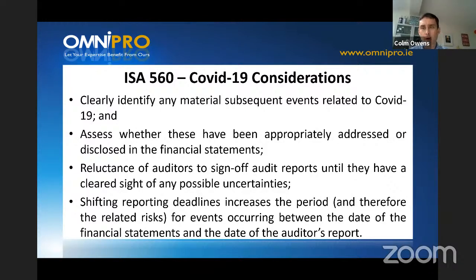If you're shifting your reporting deadline, you're going to be increasing the risk of subsequent events occurring between the year end date and the date of the audit report. If you're going to shift your deadline, that period is going to extend. So you have more of a risk that things will fall into that period that you need to assess for adjusting, non-adjusting, and you need to do a lot more work around that subsequent event. So you need to balance up whether signing off the audit report immediately, with whatever risk that brings in, against slowing it down and having a longer period between year end and sign off, which throws up issues over subsequent events and the like.